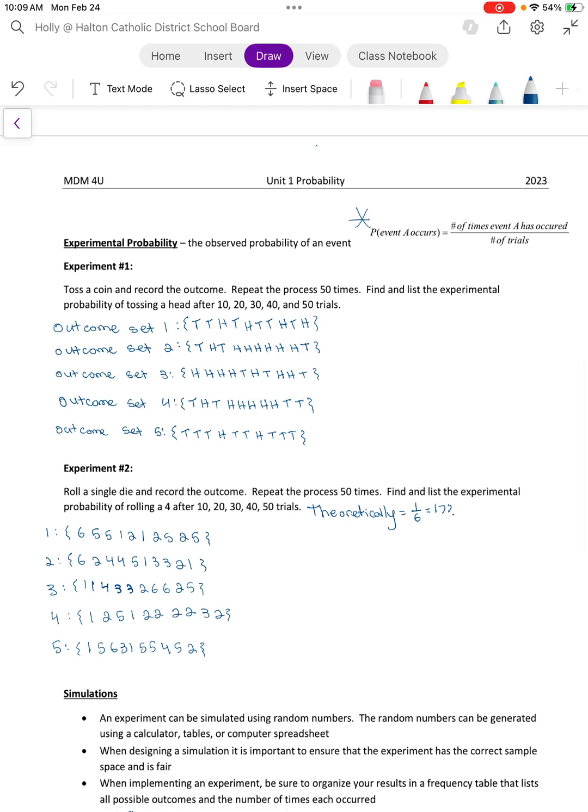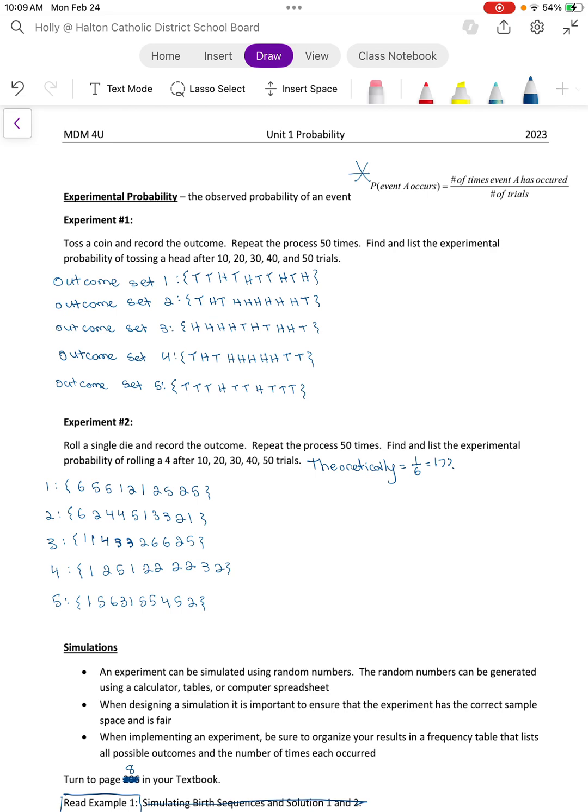So experimental probability is the observed probability of an event. So the P, the event A occurs, is the number of times A has occurred over the number of trials. And you'll see this is a little more straightforward as soon as I get into an example here. So experiment 1. Since we're online and this is virtual, it makes it a little harder for me to actually run these experiments in front of you. But if you wanted to, you could do this at home on your own.